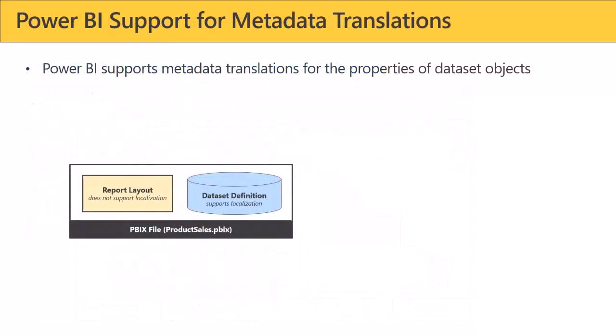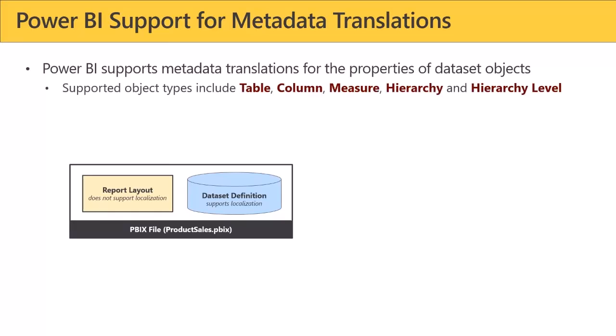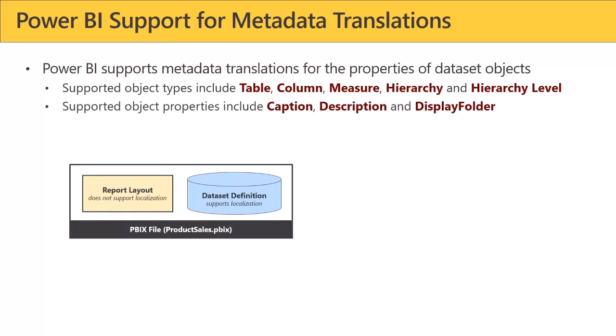Now, let's start with a couple of fundamentals. Power BI supports what are called metadata translations, and it's supported at the dataset level for dataset objects. The types of dataset objects that support translations include tables, columns, and measures. Also hierarchies and hierarchy levels, but we won't get into those details. We'll just concentrate on the first three. And then it's also properties of these objects that get translations.